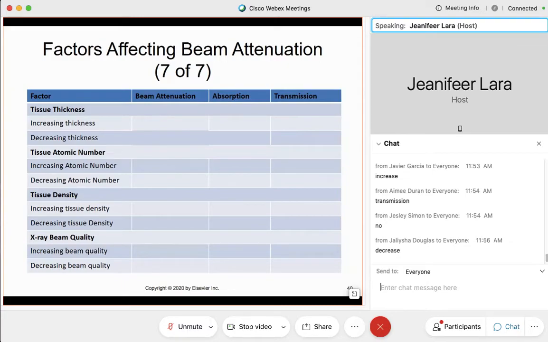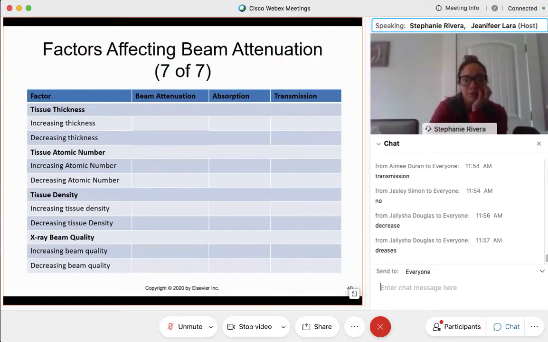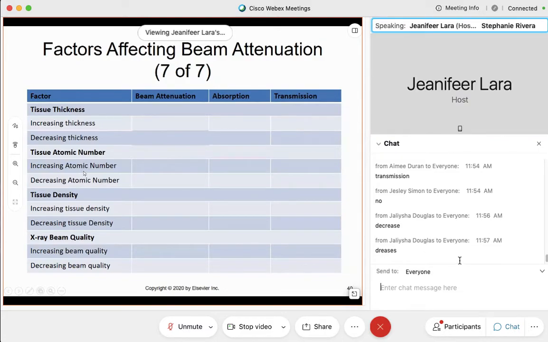Tissue atomic number goes up. What happens to beam attenuation? Does it go up? It does go up. Yep. Because that means we have more orbiting electrons inside of that matter. And if we have more orbiting electrons inside of that matter, chances are it is going to either be Compton interacted or absorbed. Perfect. So if increasing atomic number increases beam attenuation and absorption, what happens to transmission?